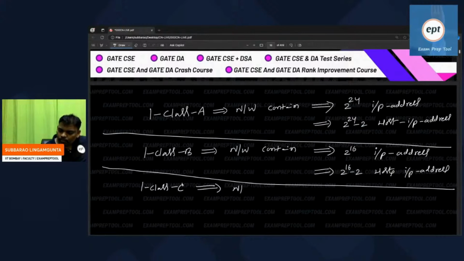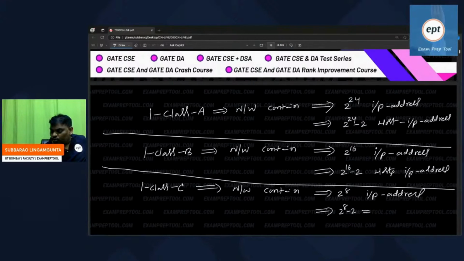One class C network contains how many? When you say class C, it is 24 network bits and 8 host bits. So 2 power 8 IP addresses are possible. Out of them, the first IP and the last IP you cannot use. So 2 power 8 minus 2, that is 256 minus 2, which is 254 host IP addresses.